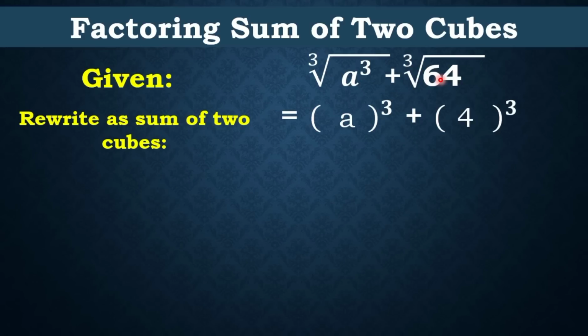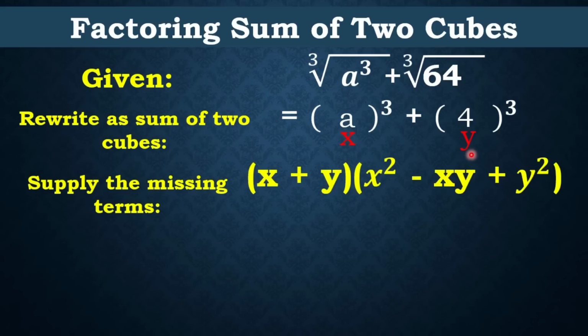Why 4? 4 times 4 is 16. 16 times 4 is 64. So, we are multiplying 3 times, no? Yun ang ibig sabihin ng cube. Okay, 3 beses na. Nakuha na natin yung first term, yun yung x natin ngayon. Nakuha na natin yung last term, yun yung y. Ang gagawin lang natin ngayon is i-substitute lang natin siya dito. Ito yung pattern natin. So, nakuha mo na yung x, nakuha mo na yung y.